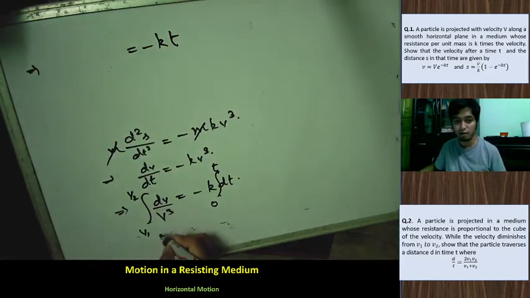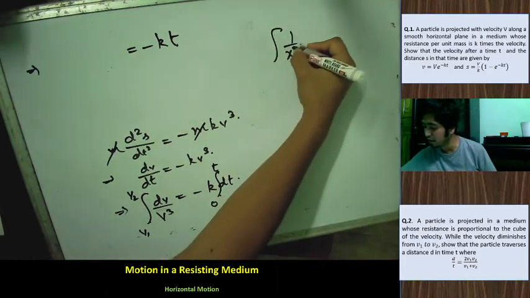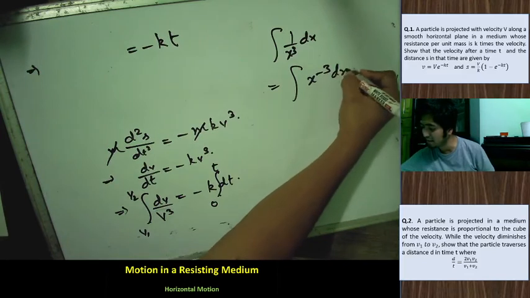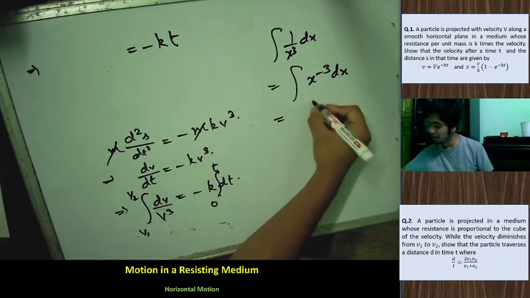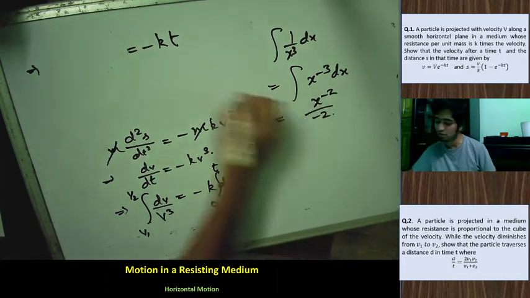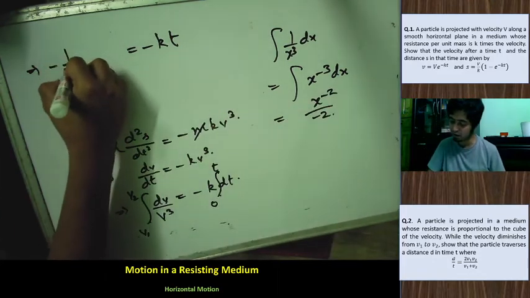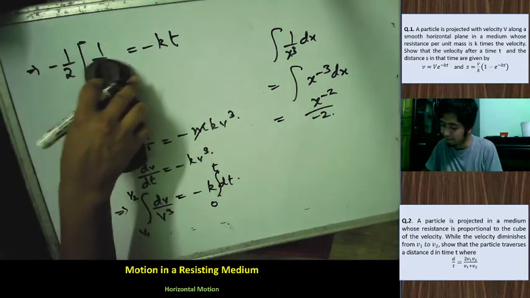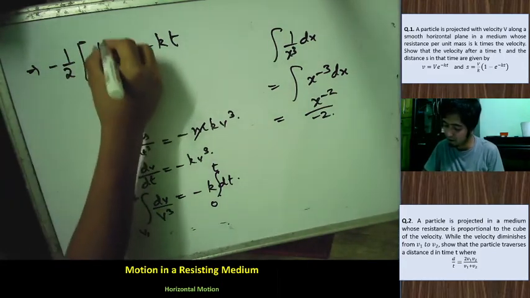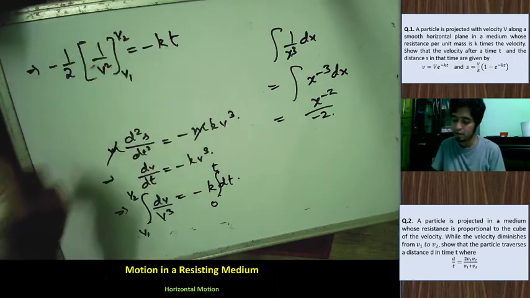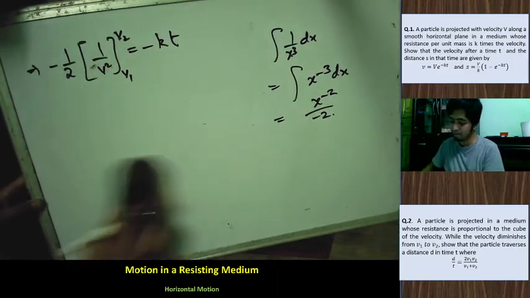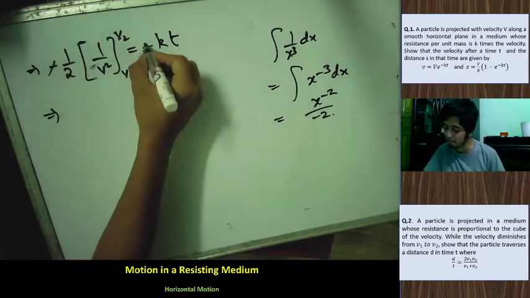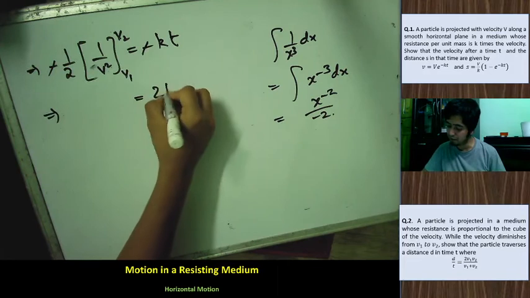Integration of 1 over v cube. Integration 1 over x cube dx. You can actually write this as x power minus 3 dx. x power minus 2 over minus 2. So we'll be having minus 1 upon 2, 1 by v square, with limits from v1 to v2. This is what we will be having. Minus minus, you can cancel them. You can actually write 2 kt.